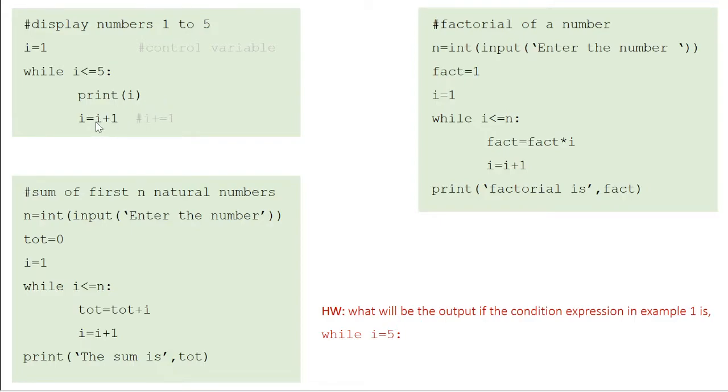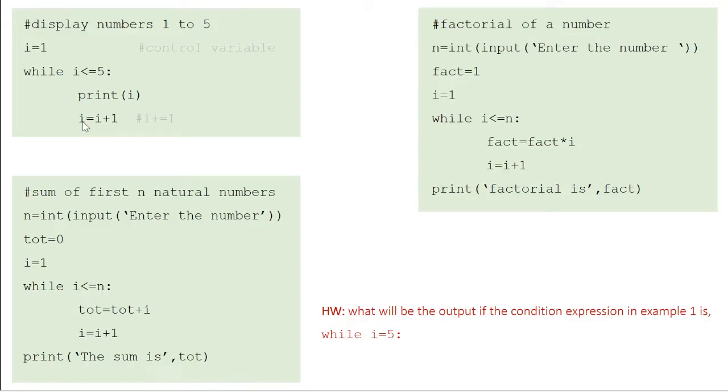Once again, the value of I is incremented, it becomes 3. Condition expression, this is true. 3 will be printed. It will go to 4. 4 will be printed. 5 will be printed. Let's see what happens at the 5th iteration. Okay, so you get the answer, print 5 here. After that, the value of I is incremented to 6.